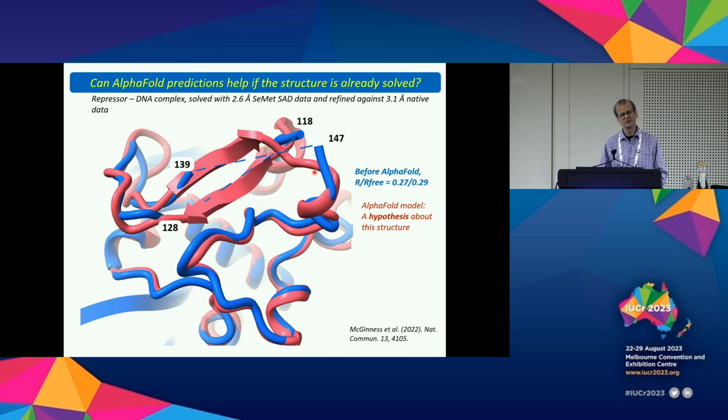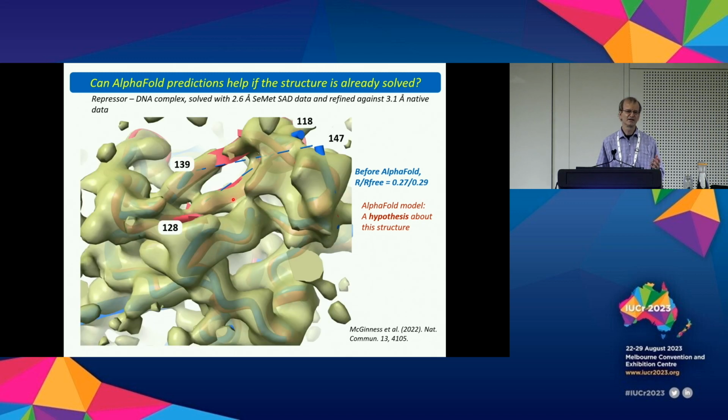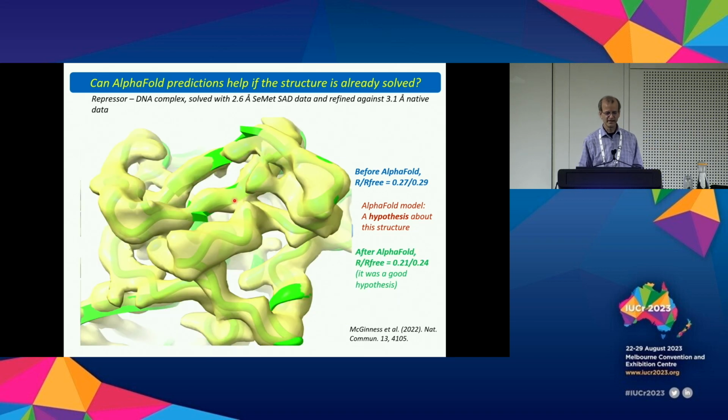And it's a totally plausible hypothesis, right? It just makes a little beta strand here, and everything hooks up great. And then we look at the density, and you couldn't do any better than that, right? So now you refine this, and the R factor goes down from 27/29 to 21/24. It's obviously correct. Okay, so what happened? We used AlphaFold to generate a hypothesis. We tested the hypothesis. The hypothesis is obviously correct, right? And now we have an answer. So AlphaFold can help you even after you've done most of your work, yes.